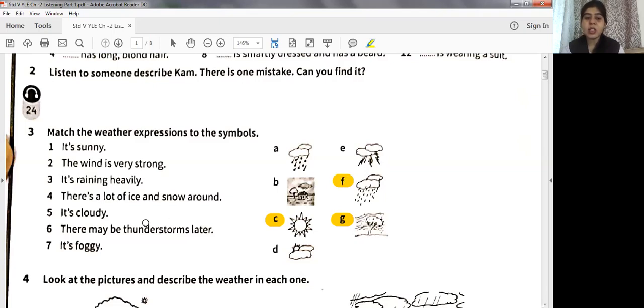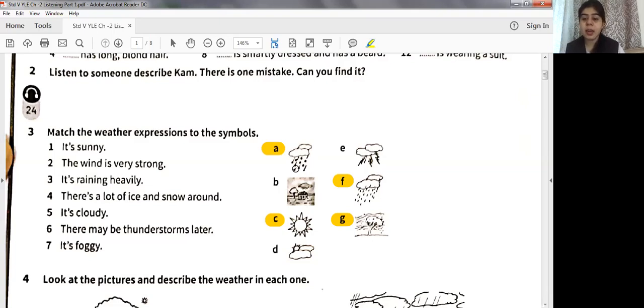Fourth one, there's a lot of ice and snow around. Which symbol is showing that there is ice and snow? It is A. We can see this. Even though this is a picture somewhat similar to your rain, you can see these are big objects falling from the clouds. So that is your ice or snow. So it is A.